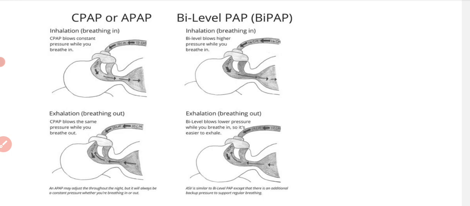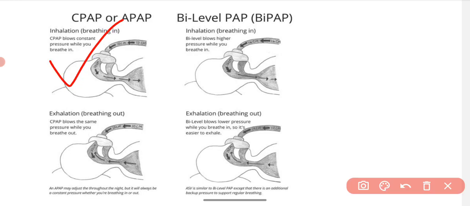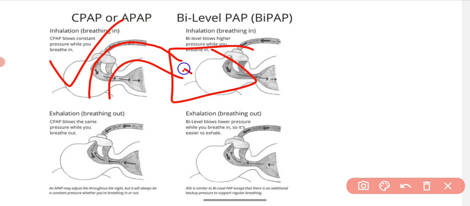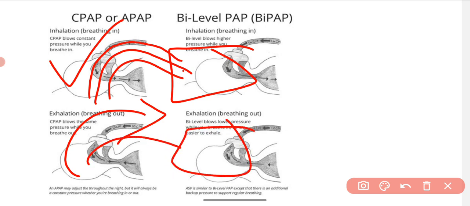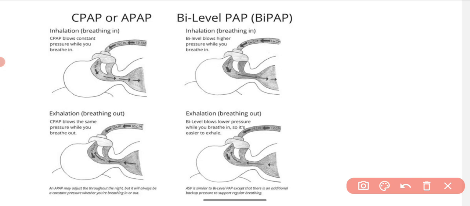In CPAP and BiPAP, the main difference is in how air is delivered during inspiration and expiration. In CPAP, during inspiration, a particular amount of air comes from the machine to the patient, and during expiration, while the patient is expelling carbon dioxide, a particular amount of air also continuously enters the patient's respiratory system in order to keep the alveoli open. That is called CPAP.